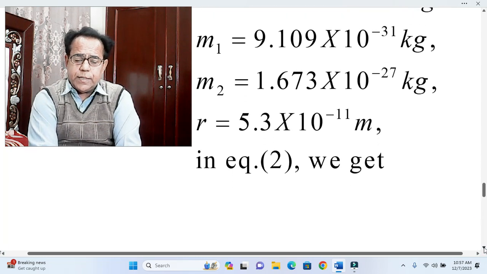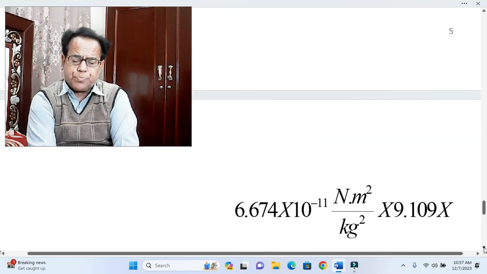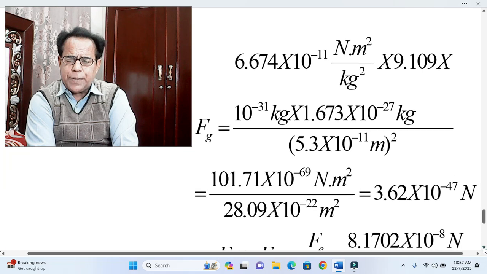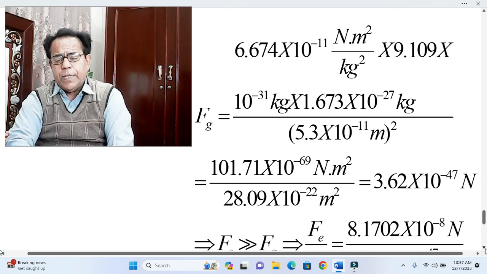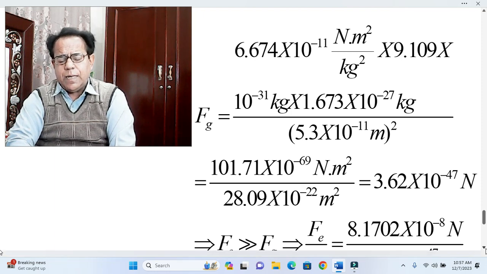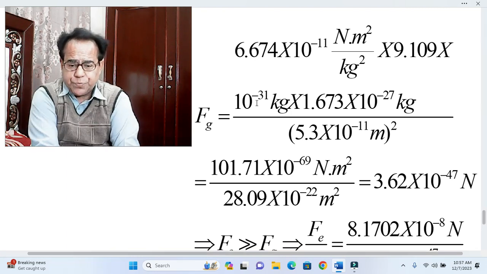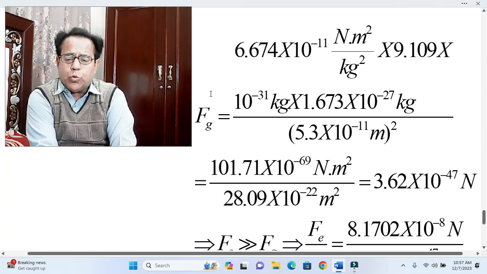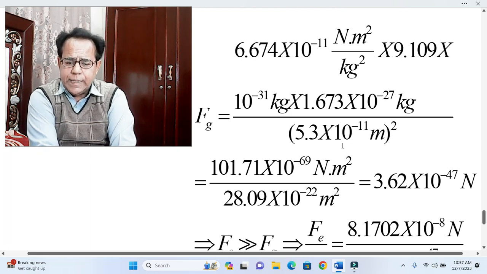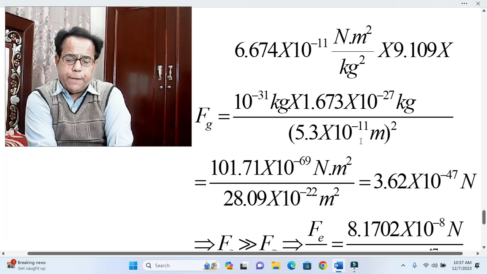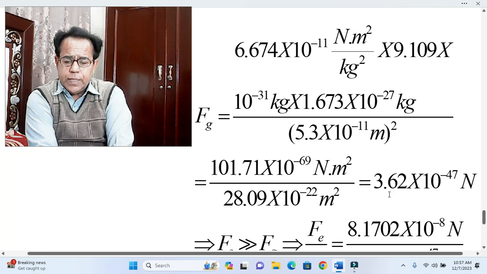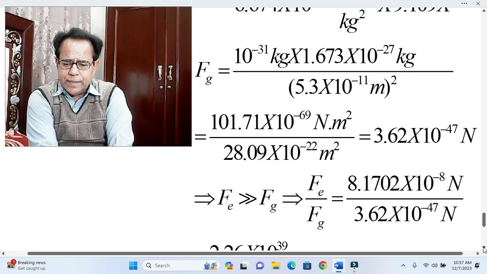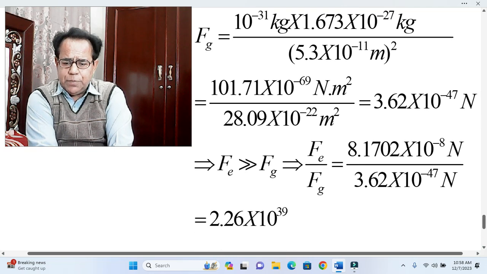In equation number 2, dear students, we get next just simplification. We will not explain the simplification steps because it is almost middle class mathematics. Actually, the numerator of Fg had become lengthy enough, that is why it has been broken into two parts. This value multiplied by this value, these two lines are just the numerator, while in the denominator is this value 5.3 into 10 raised to the power minus 11 meter. Now next, just simplification. Dear students, m square will be cancelled with m square.